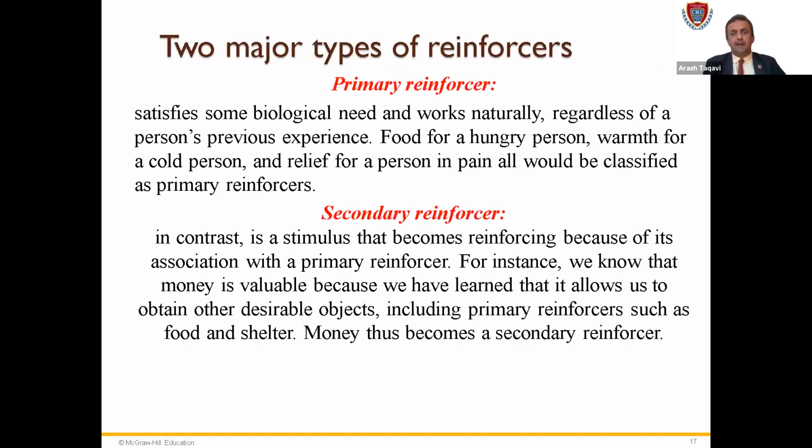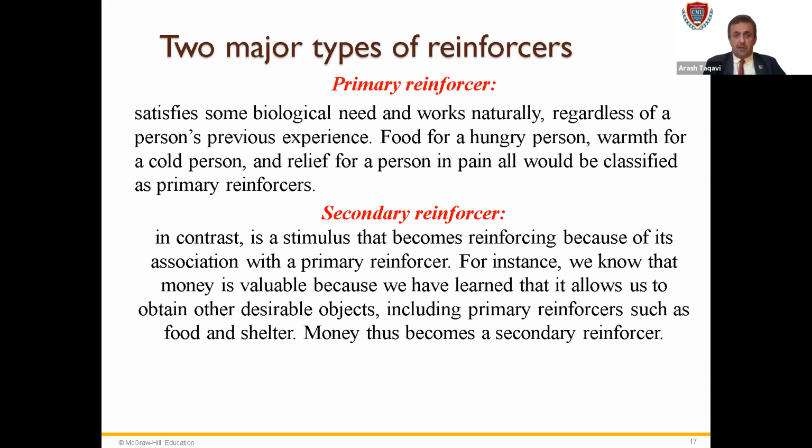Two major types of reinforcers. We have primary reinforcer and secondary reinforcer. What is the primary reinforcer? It satisfies some biological need and works naturally regardless of a person's previous experience. Food for a hungry person, warmth for a cold person, and relief for a person in pain, all would be classified as primary reinforcers. The major topic in defining primary reinforcer is about primary needs, basic needs, vital needs.